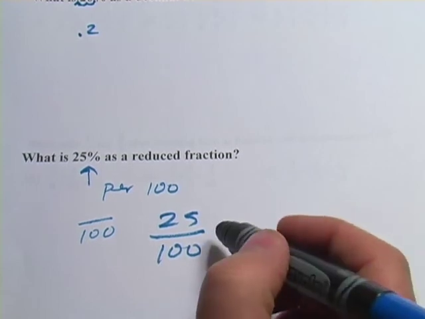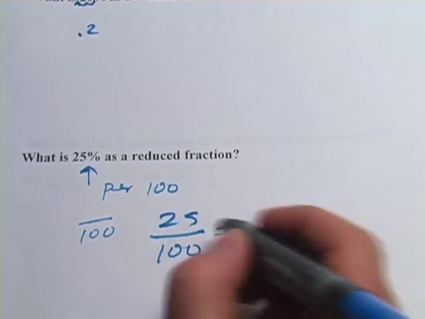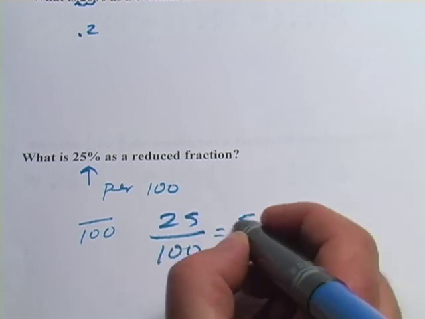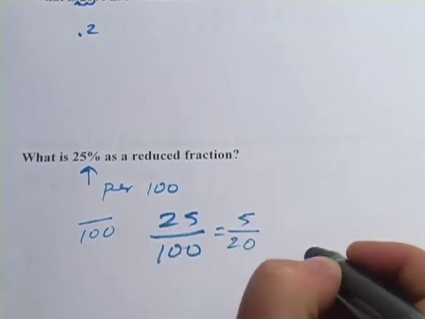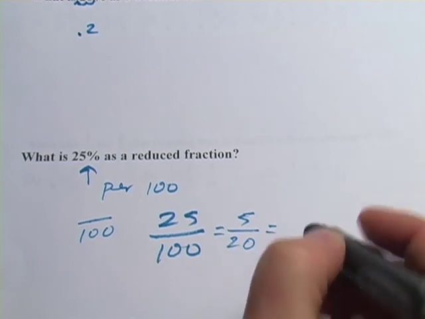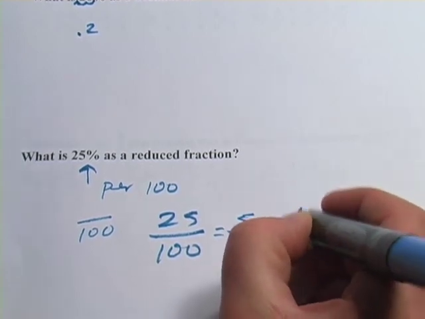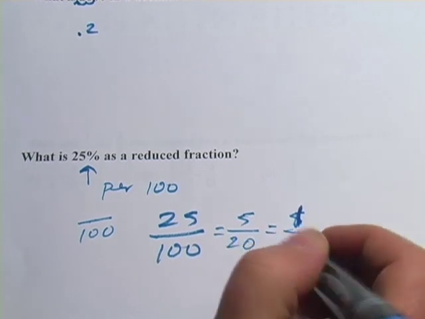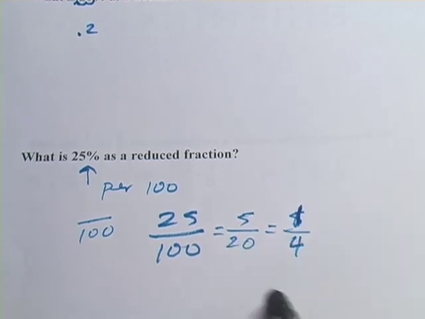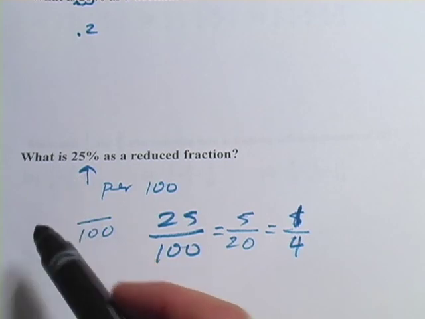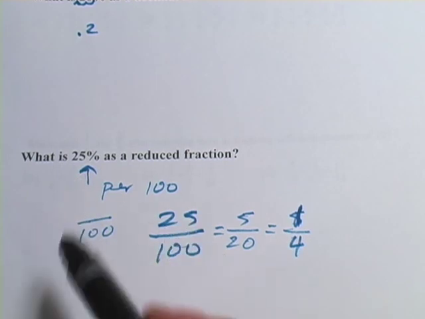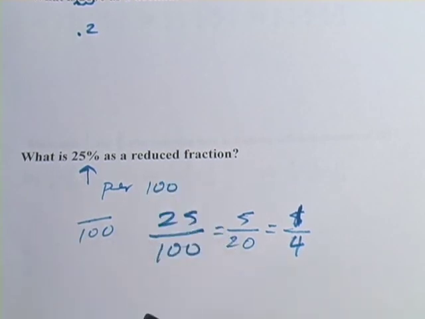The number 5 jumps out at me. If I take a 5 out of the top, 25 divided by 5 is 5. 100 divided by 5 is 20. But it looks like I can take 5 out again. 5 divided by 5 is, sorry, is 1. And 20 divided by 5 is 4, and you get 1/4. And that makes sense. 25% of something is 1/4 of it. 25 cents is a quarter of a dollar. So that's a little bit of work with percents.